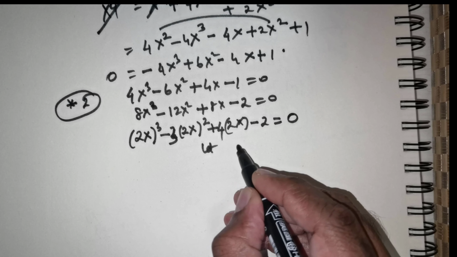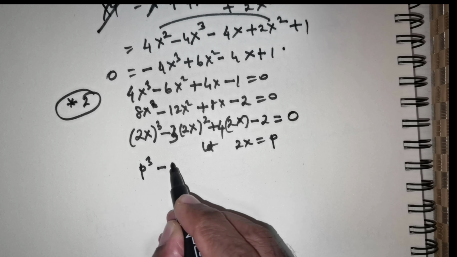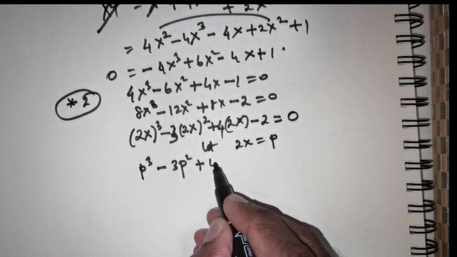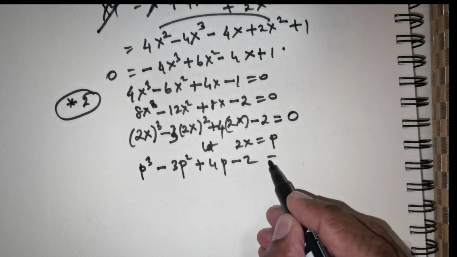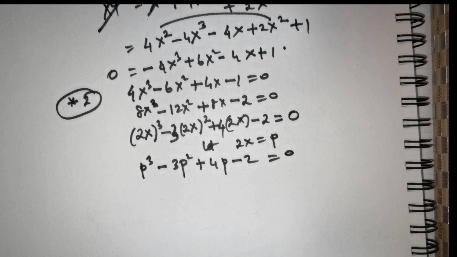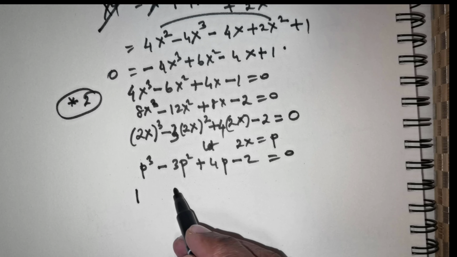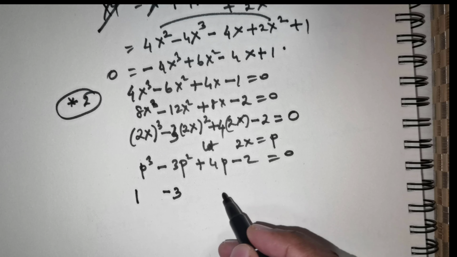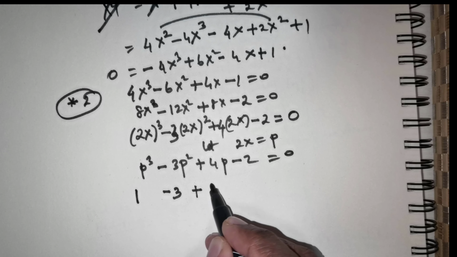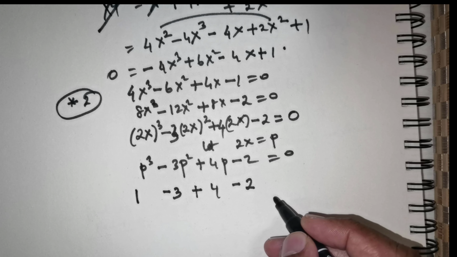Now what I wish to do is take 2x is equal to p, so this is going to be p cubed minus 3 times p squared plus 4 times p minus 2 is equal to 0. Now if you were to actually take the coefficients, the terms that you got here, the coefficient of p cubed is 1, the coefficient of p squared is negative 3, the coefficient of p is positive 4, and the coefficient of the constant term is minus 2.